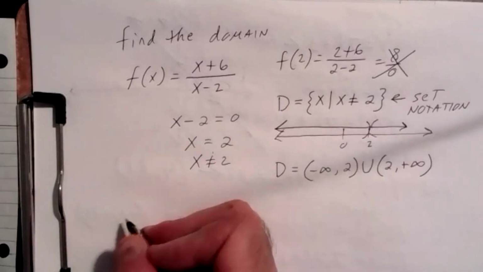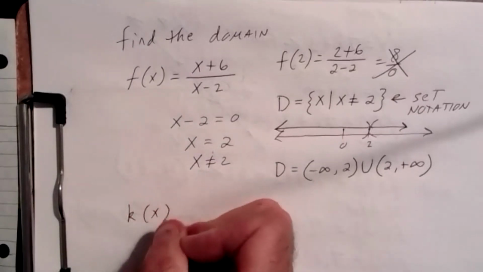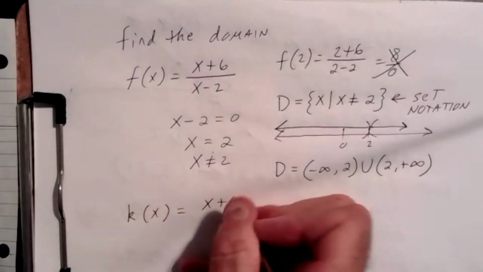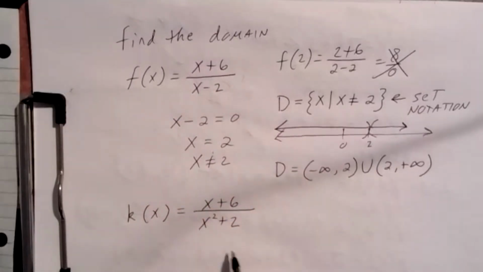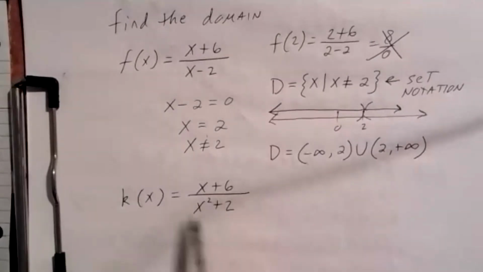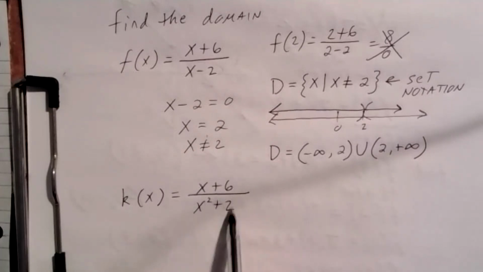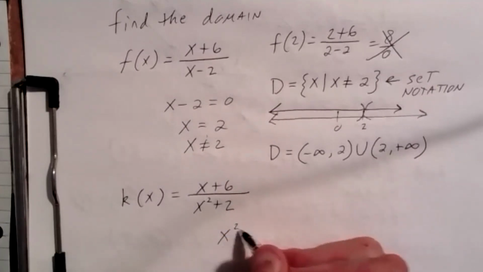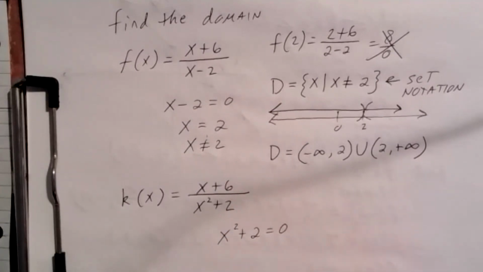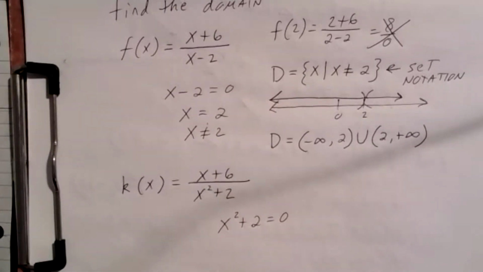That's the domain. How about this function k of x? What would be its domain, ladies and gentlemen, for this rational function k of x? Well, we got to make sure the denominator never becomes what? 0. What value or values would send this denominator to 0? Are there any real numbers that would send this denominator to 0?